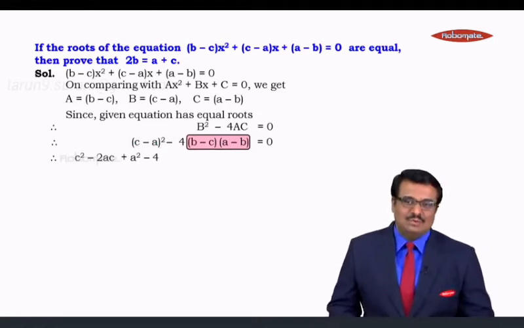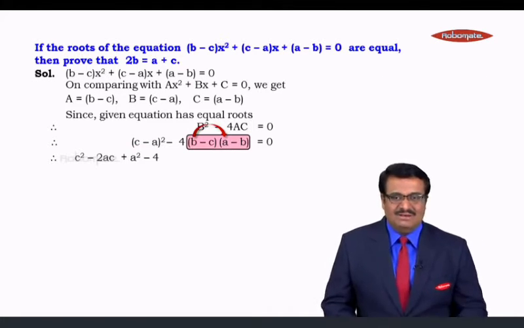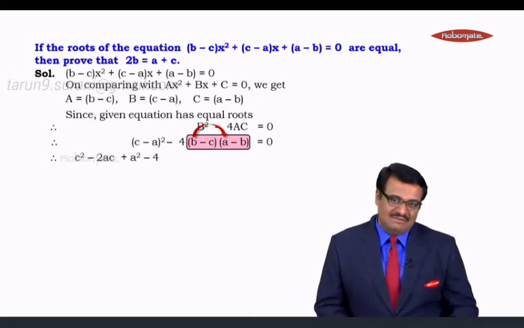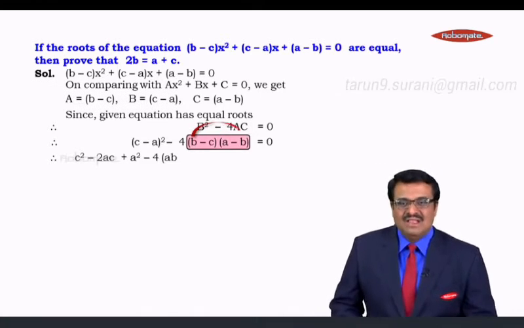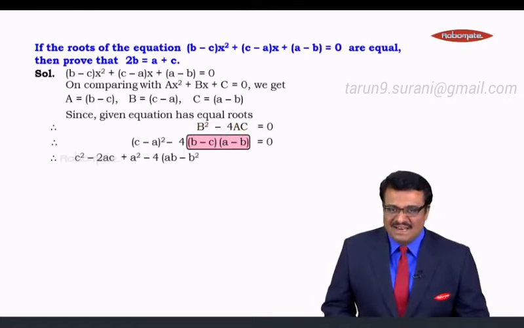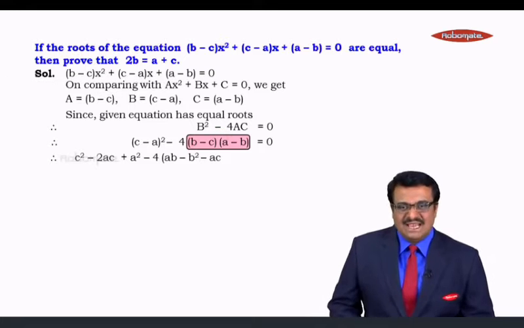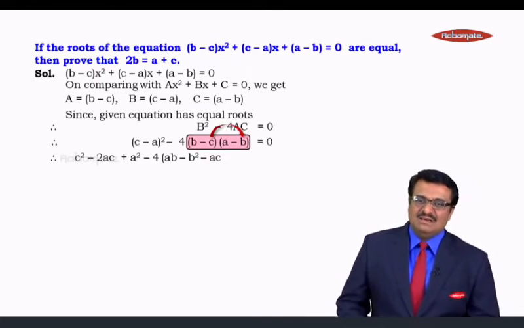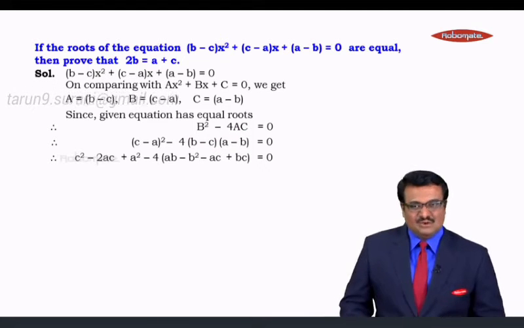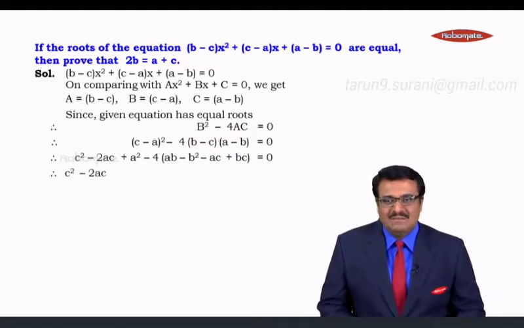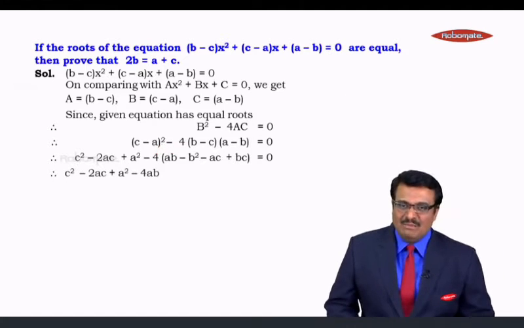Let us multiply the two brackets. And we all know how to multiply two brackets. b into the right bracket, and minus c into the bracket we will do later. So b into a becomes ab and b into minus b becomes minus b square. Then minus c into the bracket: minus c into a becomes minus ac and minus c into minus b becomes plus bc. Bracket close is equal to 0. Let us open the brackets again. So c square minus 2ac plus a square minus 4 into ab becomes minus 4ab.